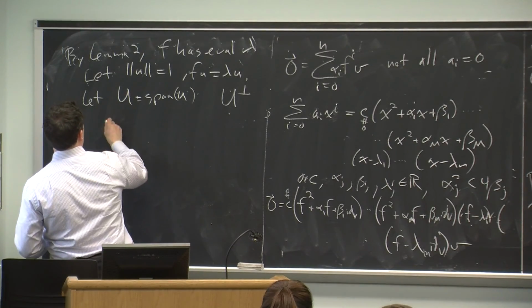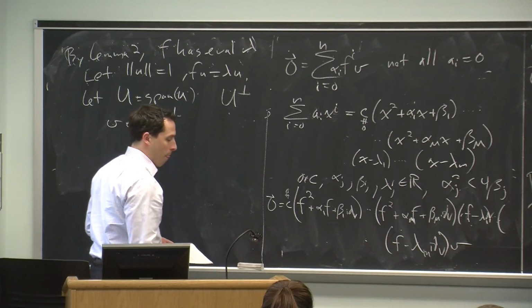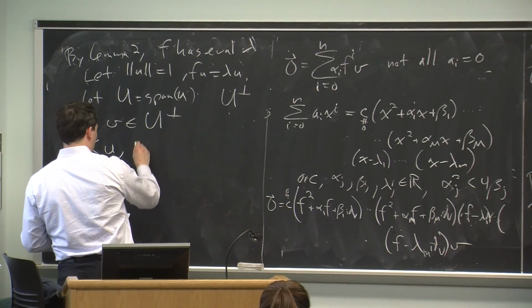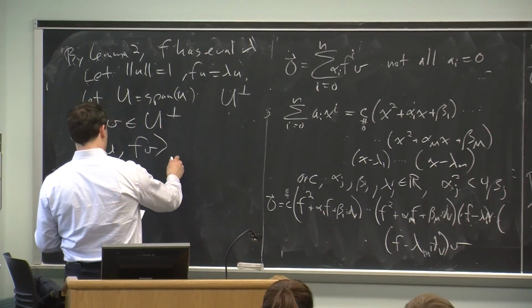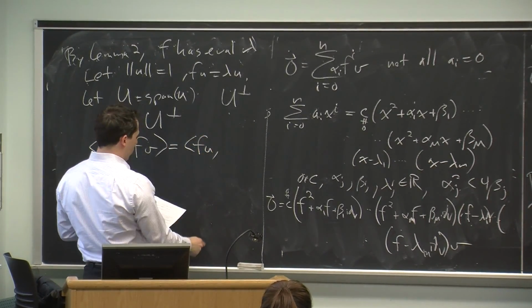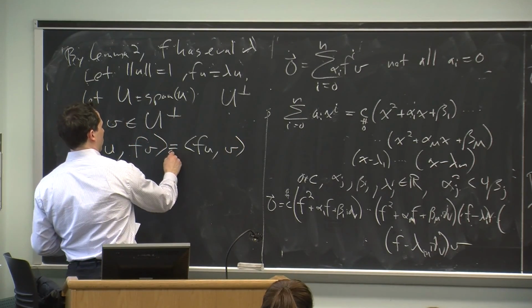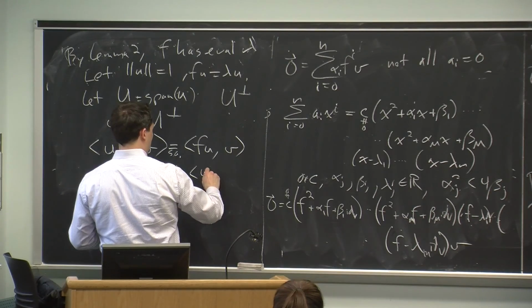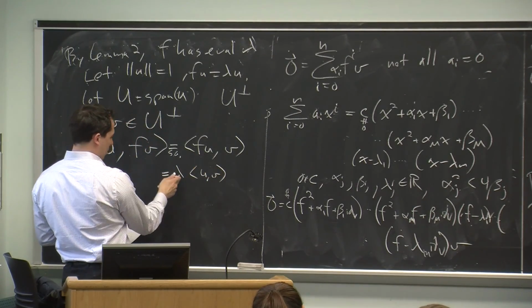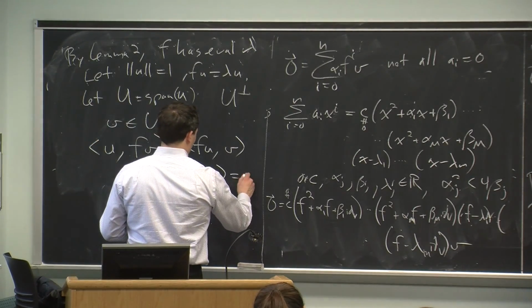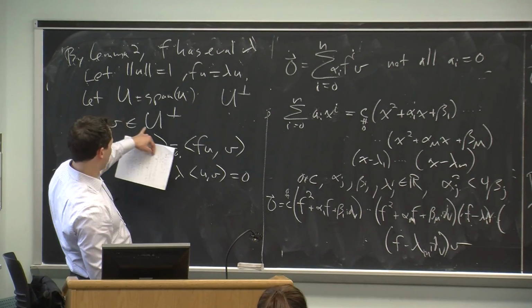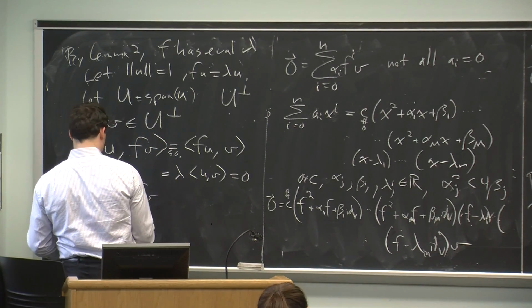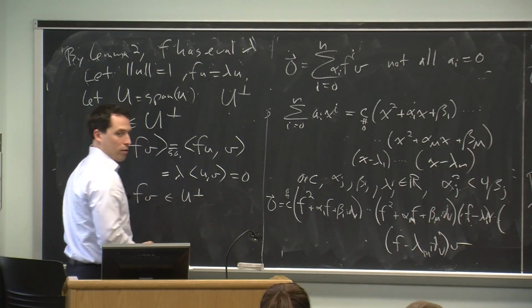And suppose v is some vector in the orthogonal complement. Consider the inner product of u, my eigenvector, guaranteed by the second lemma, with F of v. By self-adjointness, that's equal to F applied to u, inner product with v. But that's just an eigenvector, so that's equal to lambda times the inner product of u and v. So this becomes lambda u, and I can pull the lambda out. And that's 0, because u and v are orthogonal. We assumed that v was in the orthogonal complement of u. So F of v is also in the orthogonal complement of u.